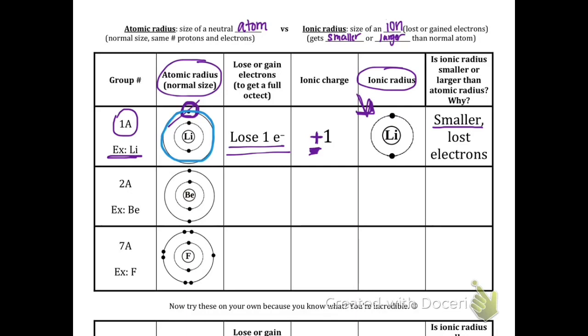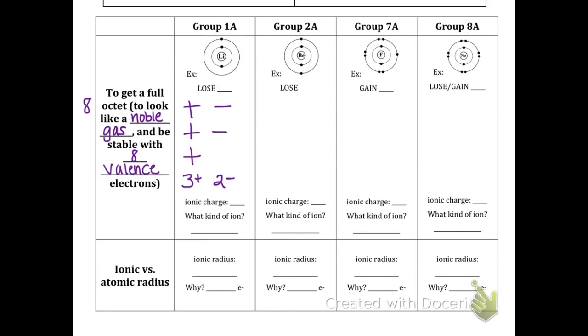Okay? And so if we go back to this page, we can sort of summarize it really quick. So here, we're going to lose 1 electron, okay? And because of that, there are more pluses than minuses, so we have a positive 1 charge. Because it is positive, remember the vocabulary word that we learned, that positive tells us that it's a cation.